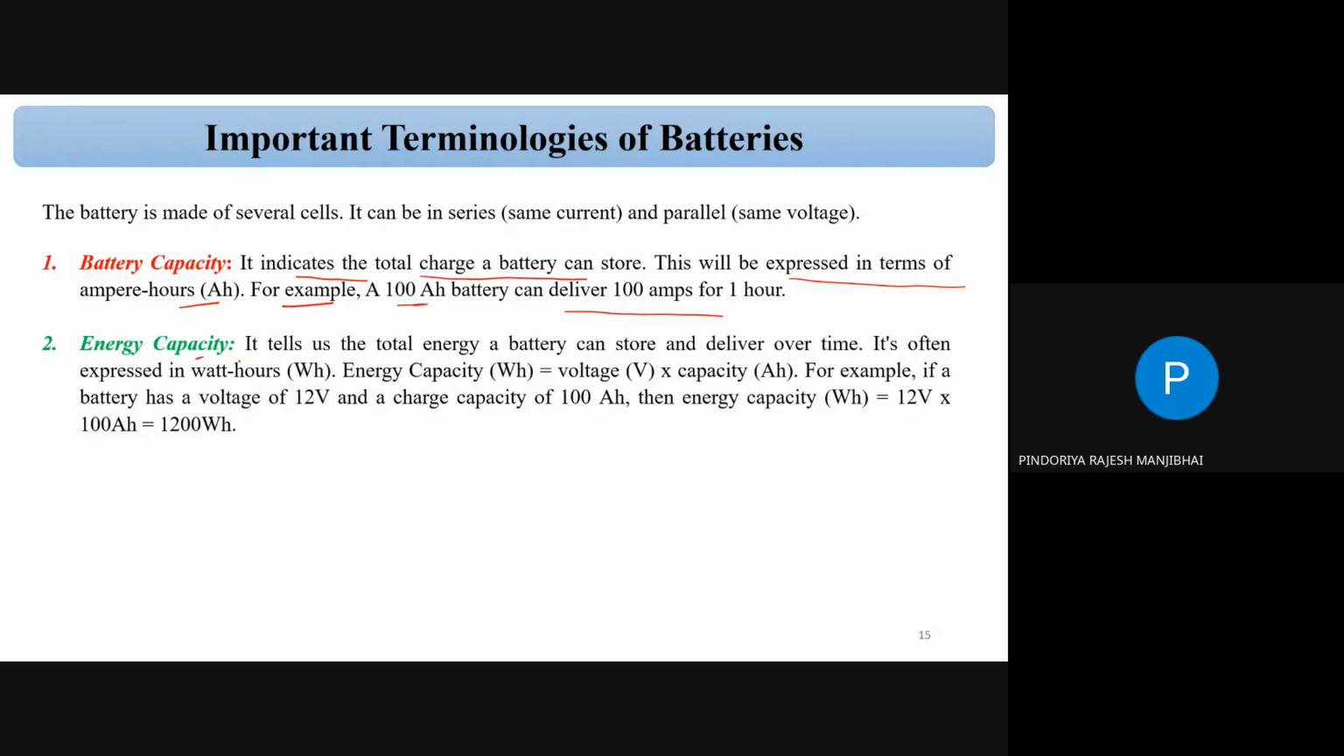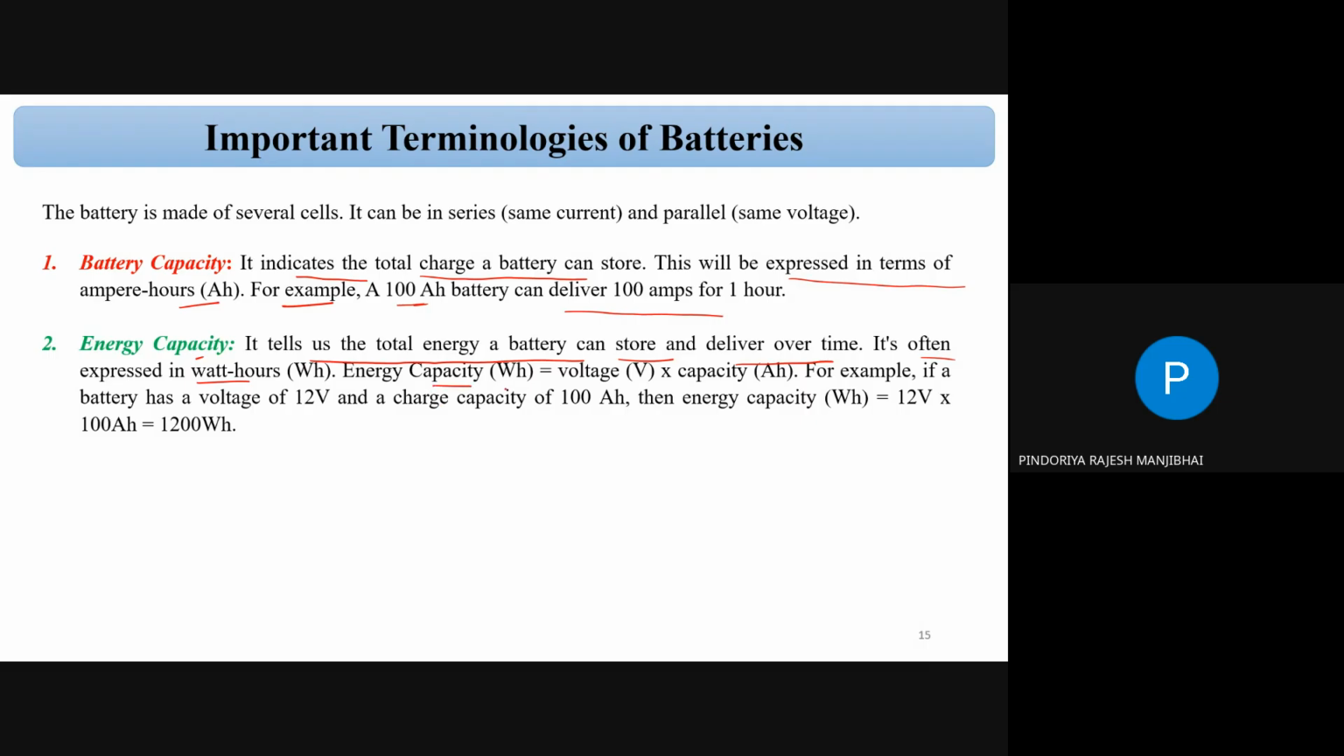So what is energy? It tells us the total energy a battery can store and deliver over time. Energy is nothing but work, correct? So how much work we can do for a particular time period, that is nothing but your energy, correct? It is often expressed in watt hours.